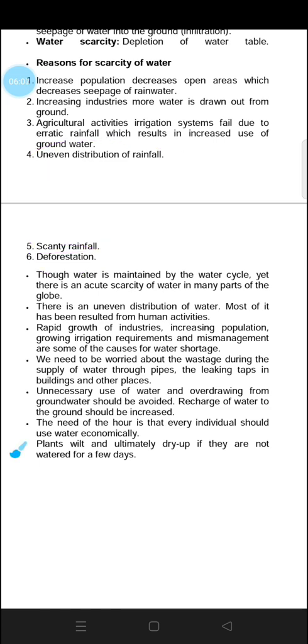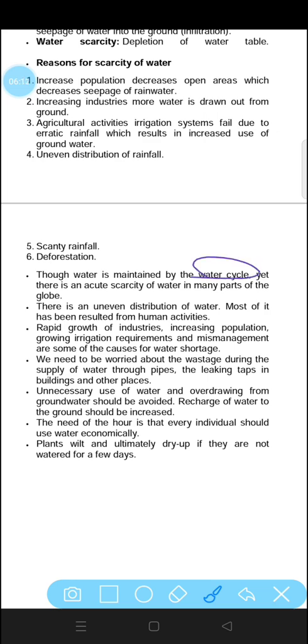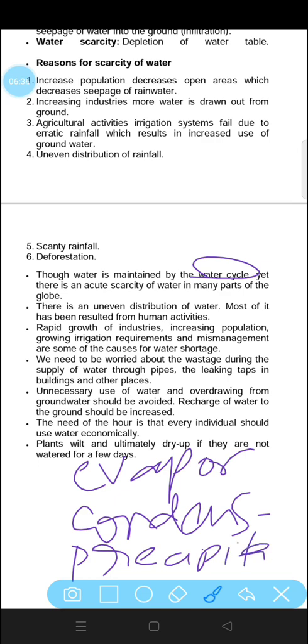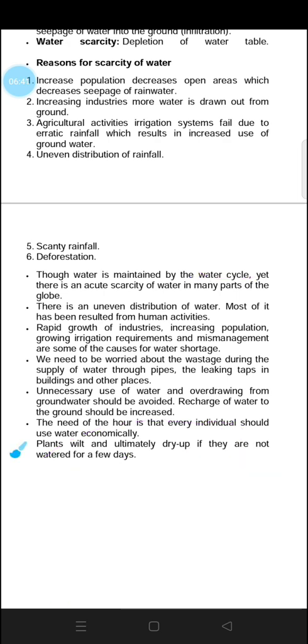Now, water is maintained by the water cycle. The water cycle we have already studied in previous videos, so just go through the previous video for the water cycle. What is the water cycle? The water cycle includes three processes that we have discussed. One is evaporation, another one is condensation, and after that the falling of rain on the ground is called precipitation. So these three processes occur in the water cycle. Through this water cycle, the water level is maintained.